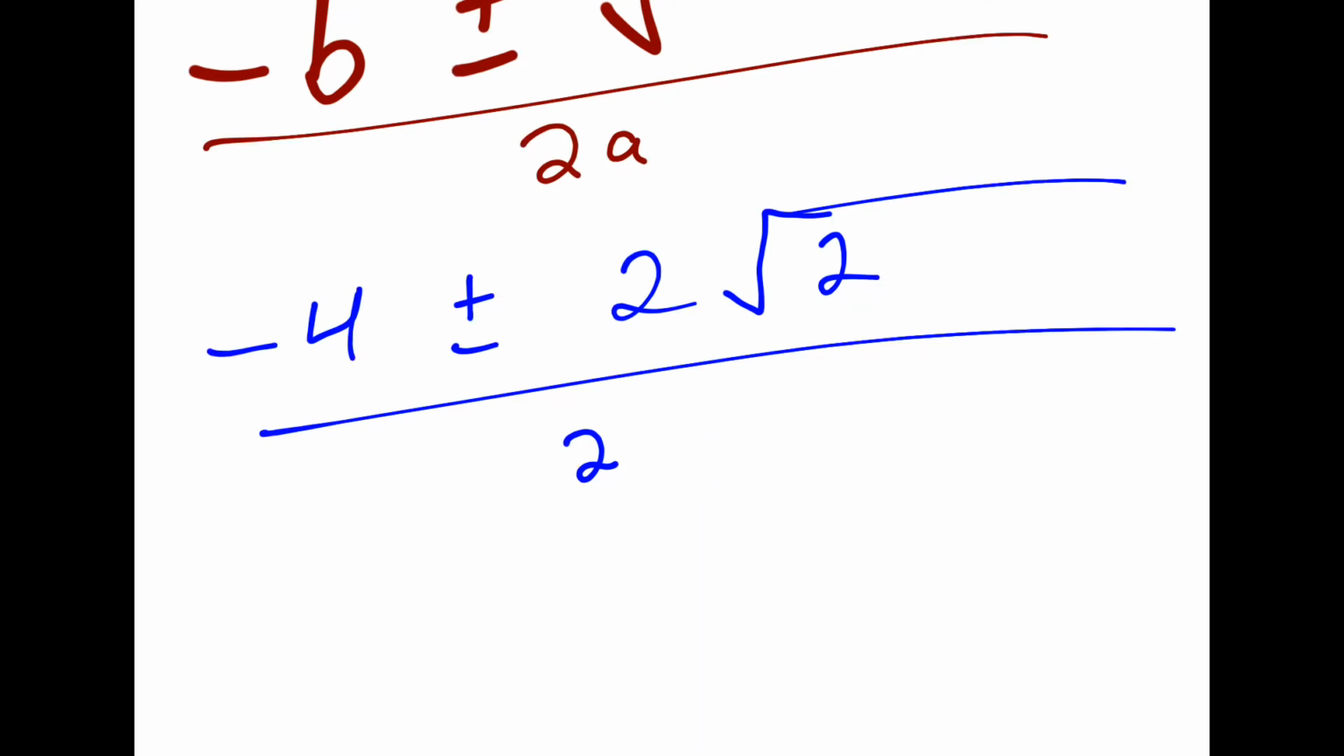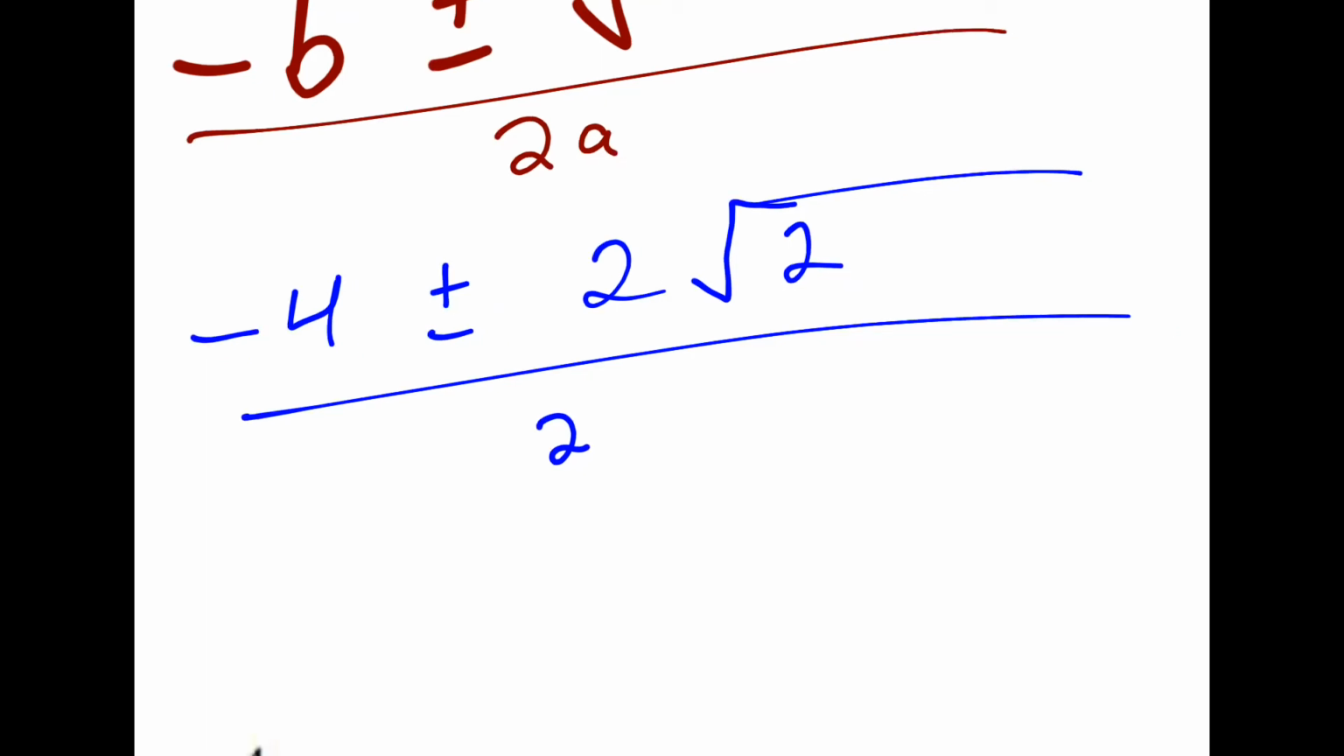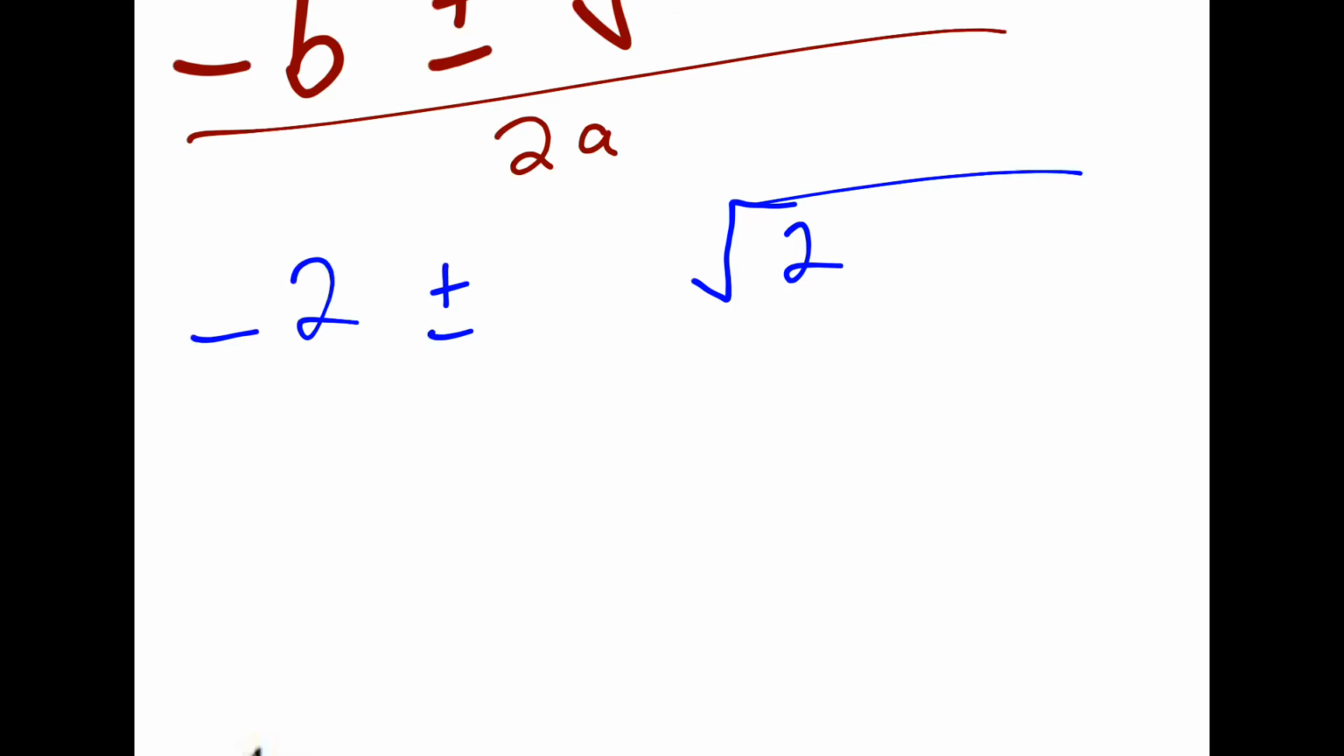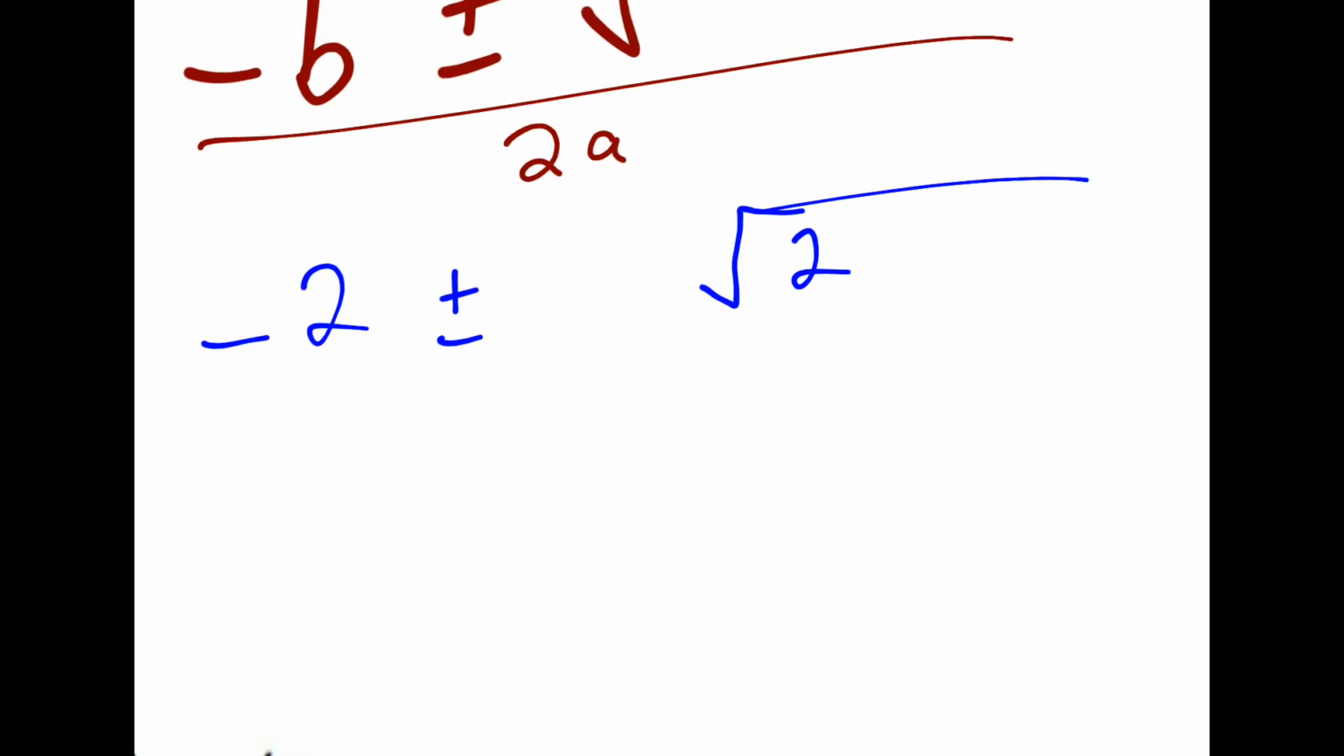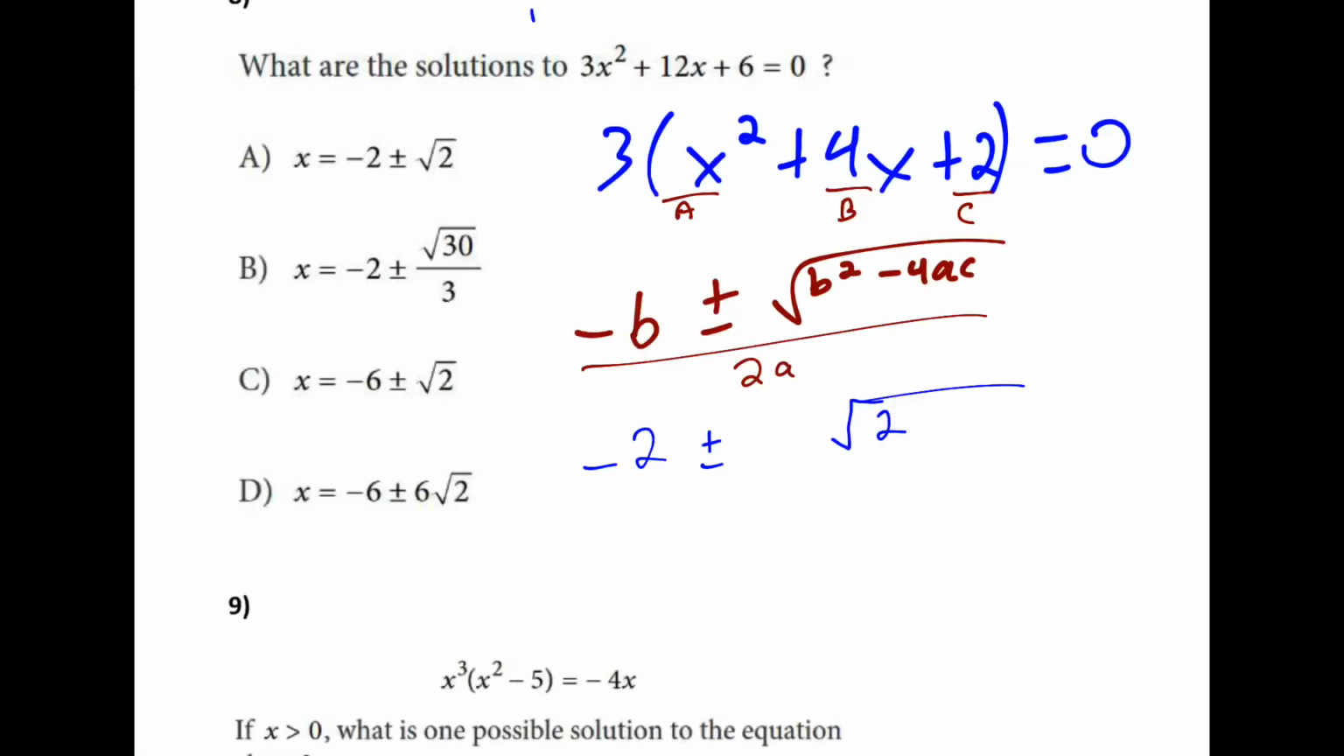So now I have two answers, -4 plus 2 root 2 divided by 2, and -4 minus 2 root 2 divided by 2. So I could simplify these. -4 divided by 2 just becomes -2, and 2 divided by 2 just becomes 1. So I can get rid of all that, and my answer becomes -2 plus or minus the square root of 2, which is a. Couldn't factor it, you had to use the quadratic formula.